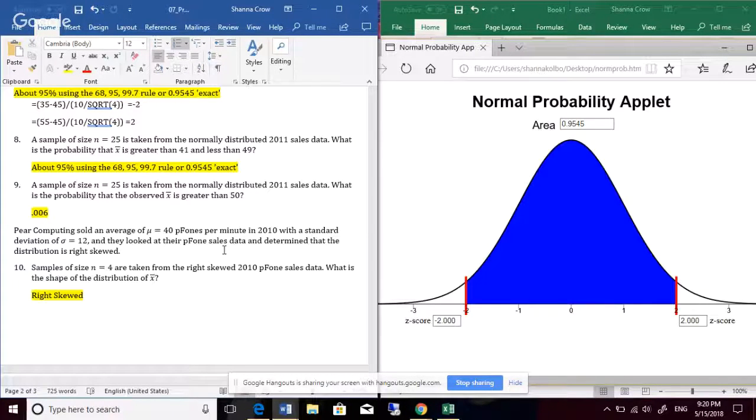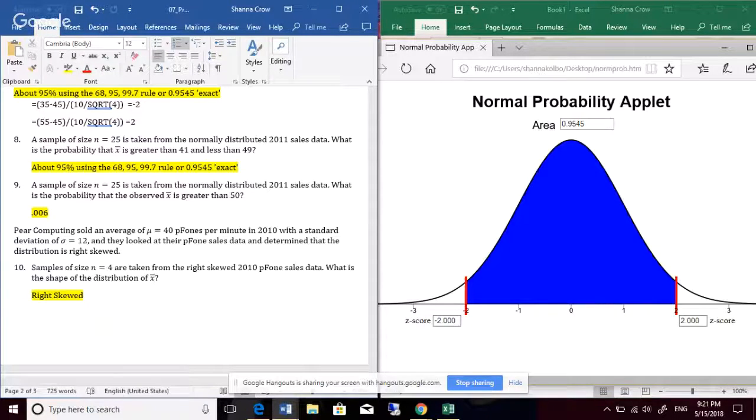Okay, the sample size of n equals 25 is taken from the normally distributed sales data. What is the probability that x is greater than 41 and less than 49? We do the same exact thing. Yep. It's the same. Same formula, but the numbers are different.